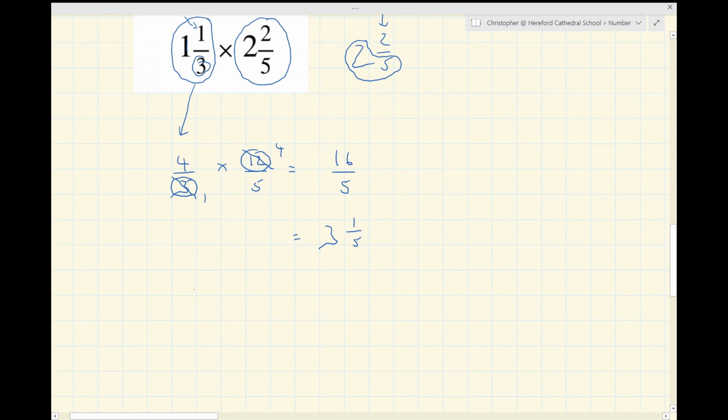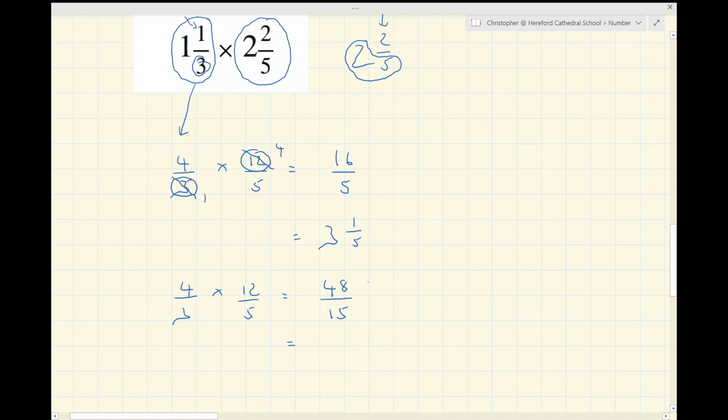Now, does it matter if you didn't cancel? Let's see what happens if you didn't do that cancelling. You had 4/3 multiplied by 12/5. Let's say you just did top times top is 48, and bottom times bottom, 3 5s are 15. It doesn't matter, but now you're left with something that's a bit more difficult to cancel down.